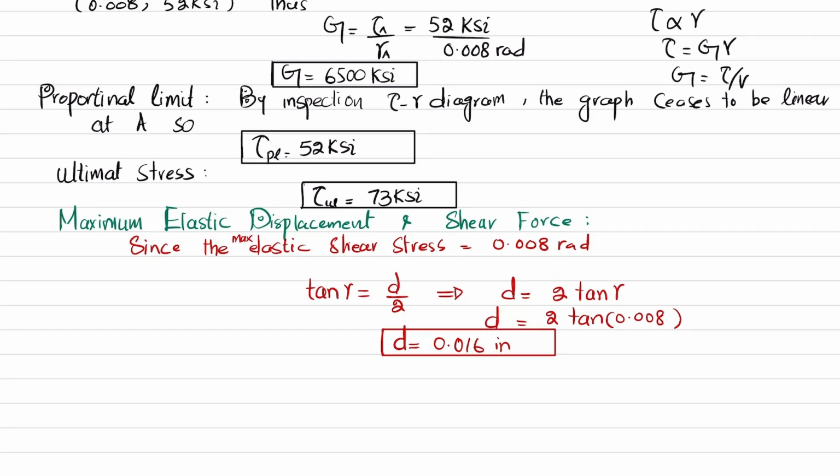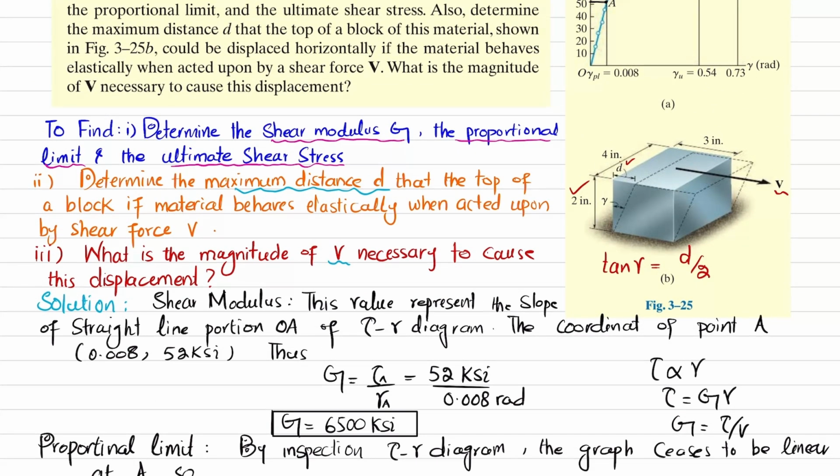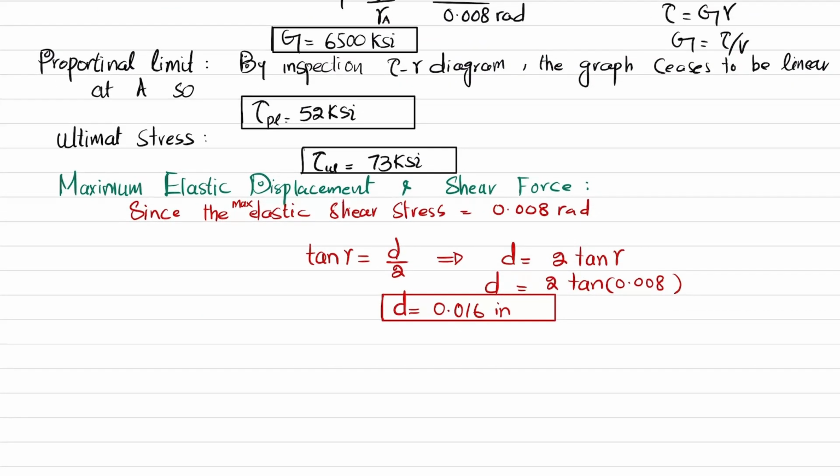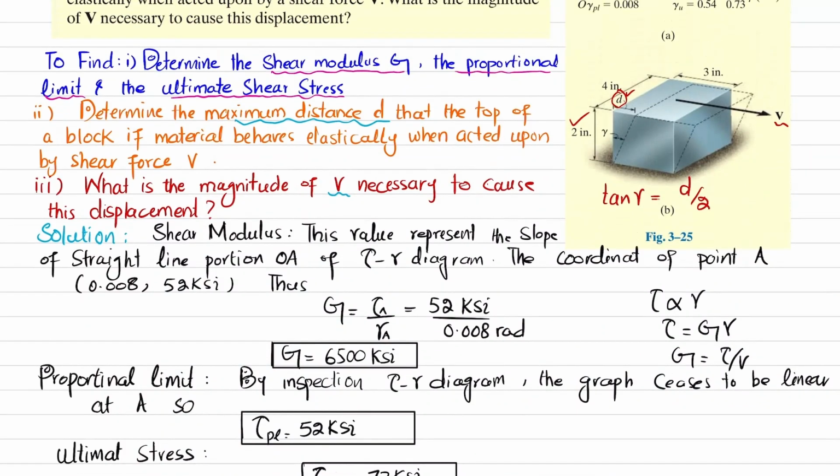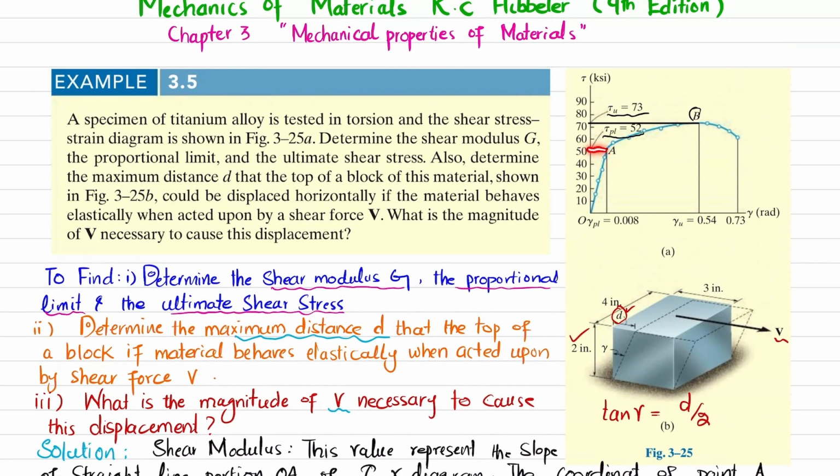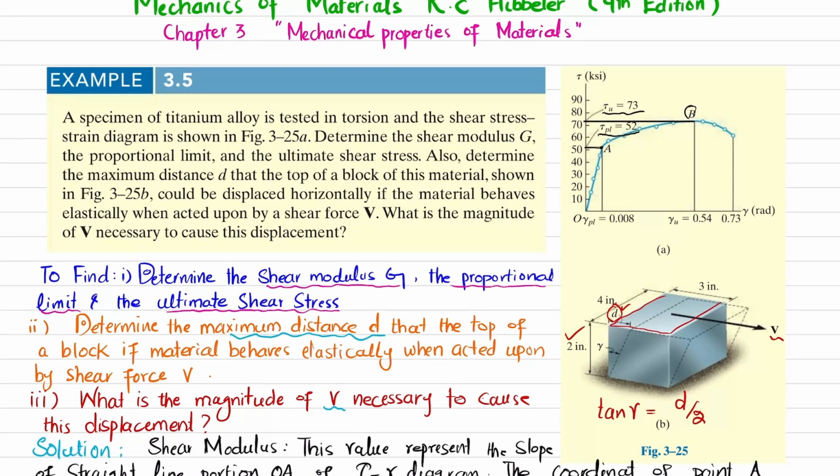We will find the shear force which will cause this displacement d. Clear? So how will we find this? We know that the third part is, the average shear stress is equal to shear force divided by shearing area. So we can see that in the elastic region, the maximum shear stress is this one, which is 52 KSI, over this area. This is the area over which it acts. So it is 3 multiplied by 4.